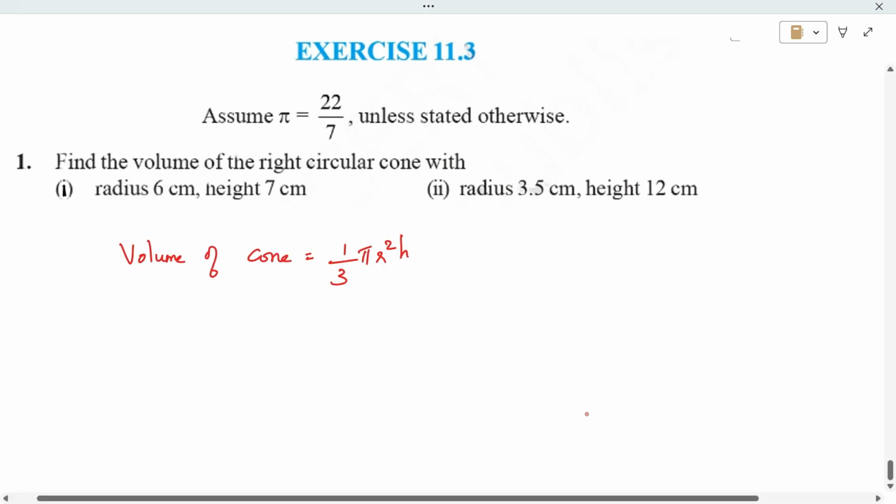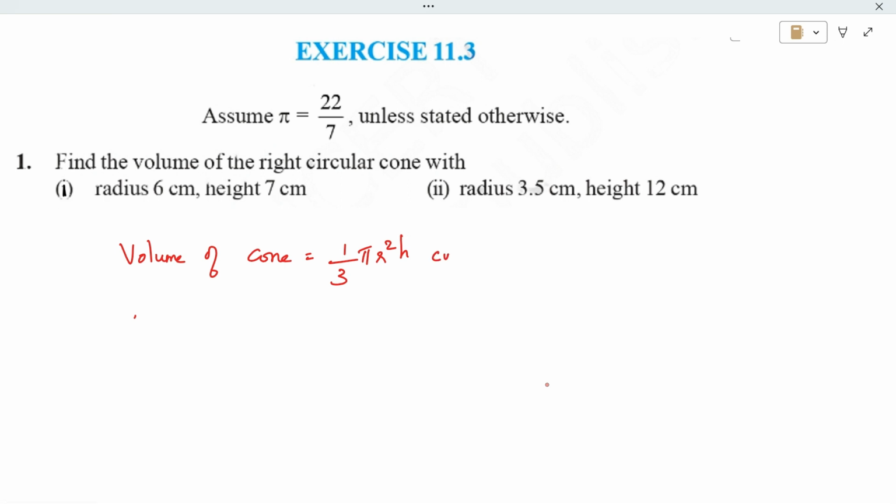Before going to solve the first sum, let us discuss what is the volume of cone formula. Volume of a cone is 1 by 3 pi r square h and the unit is cubic units. Since it is volume, we are measuring in cubic units. So let's move on to subdivision 1.